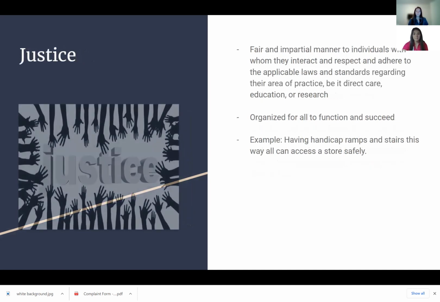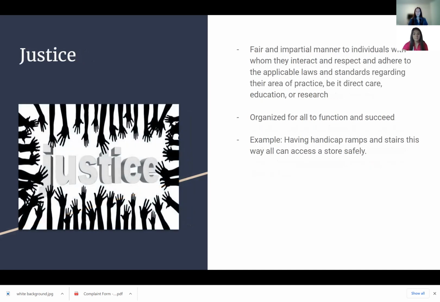Okay. And then there's justice. This is treating individuals with whom they interact in a fair and impartial manner, and respecting and adhering to the applicable laws and standards regarding their area of practice. It can be direct, education, or research. It's organized for all to function and succeed. An example of this is having handicap ramps and stairs. This way all can go into a store safely.